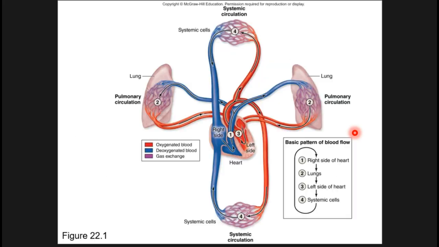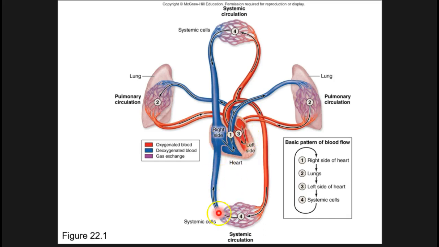So let's go back to this picture really quick. Why can we no longer use arteries are oxygenated? Because they're reversed in the lungs. This blue vessel right here that pumps deoxygenated blood to the lungs, that's the pulmonary artery. And these red vessels that carry oxygenated blood back to the left side of the heart, those are pulmonary veins.